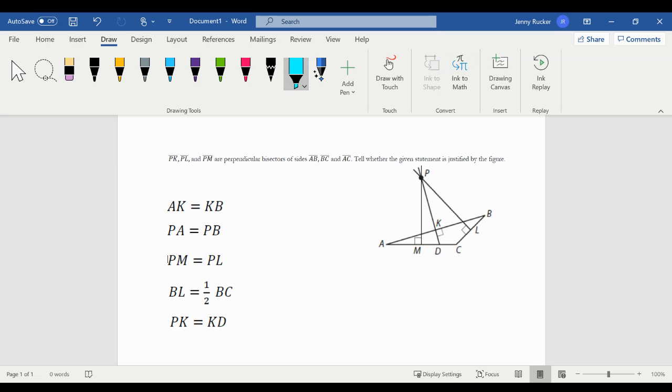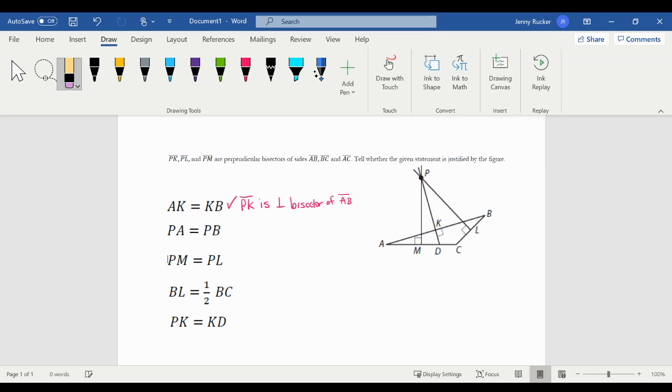Let's take a look at our first statement. AK is equal to KB. This is justifiable since PK is the perpendicular bisector of segment AB. So that makes K the midpoint of segment AB. So here we know, since PK is the perpendicular bisector of AB, we could justify this.